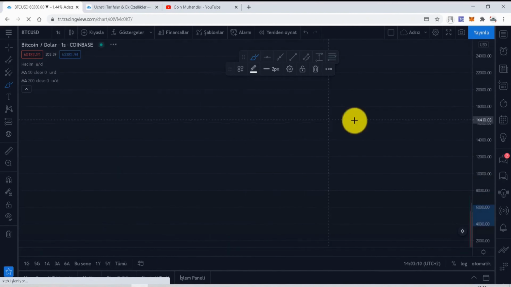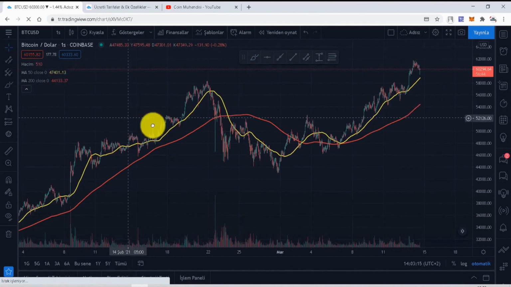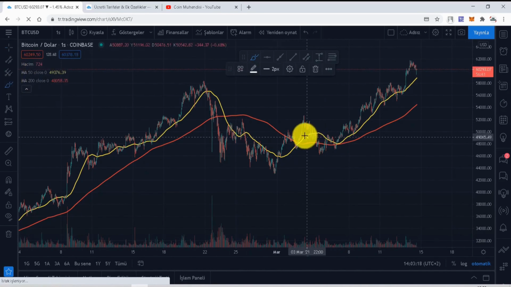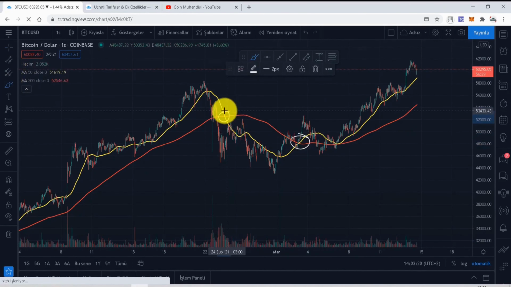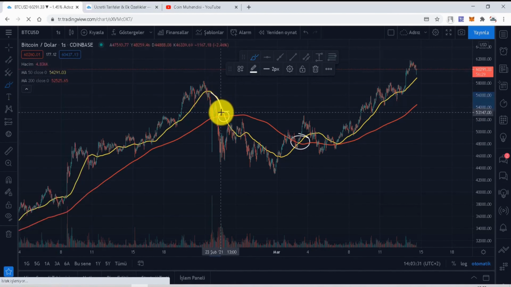Let's take a look at Bitcoin on the hourly chart. If you double click here, you can see that Bitcoin has previously made a golden cross here. It has made a dead cross here. We can also see this on the hourly chart. Sales occurred here. At the moment, it made a dead cross. Look, it has started to cut downwards. So, because it started to cut down from here, there have been strong sell-offs.